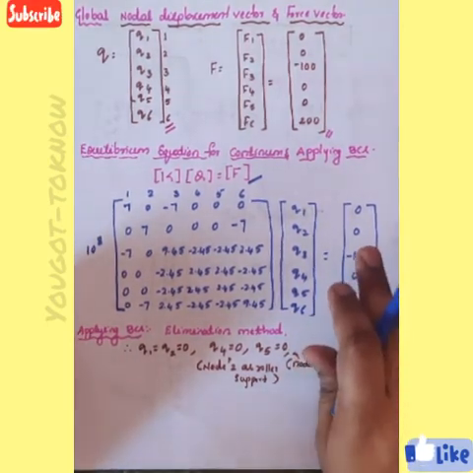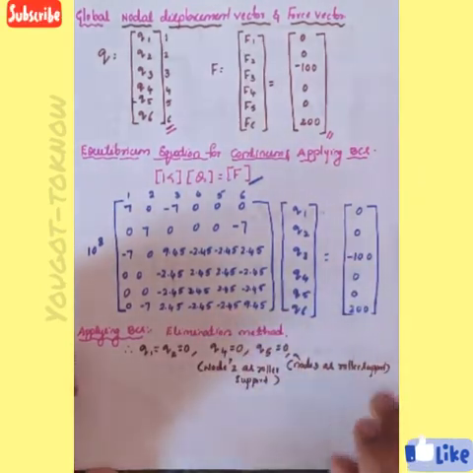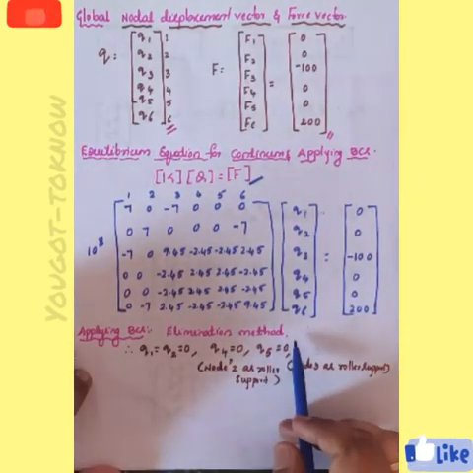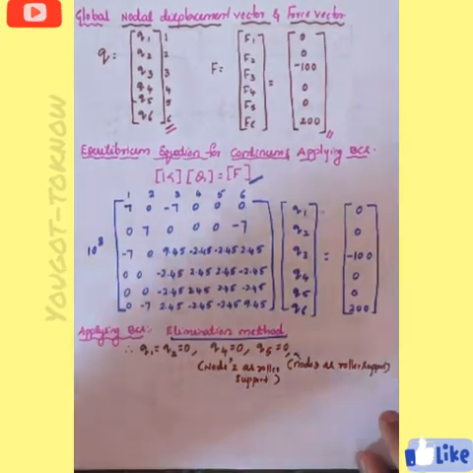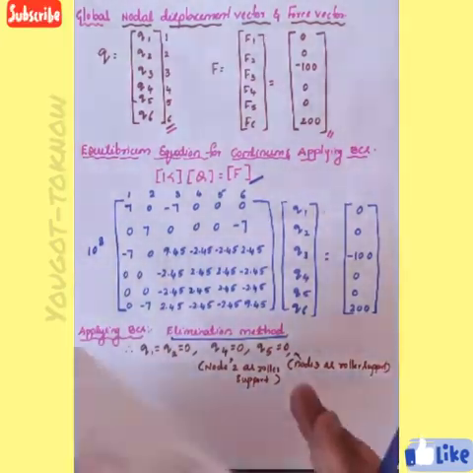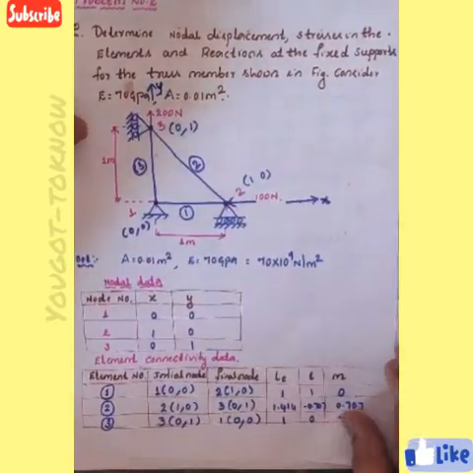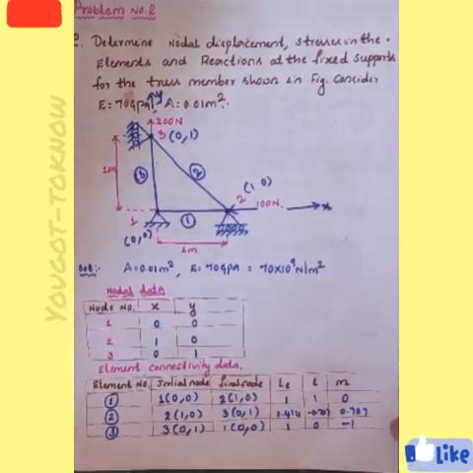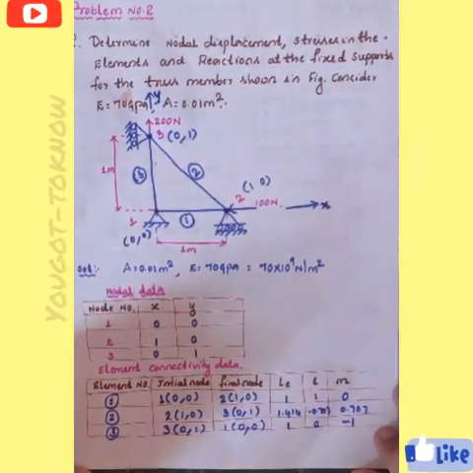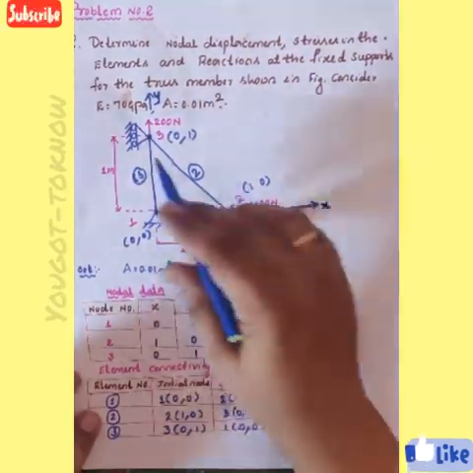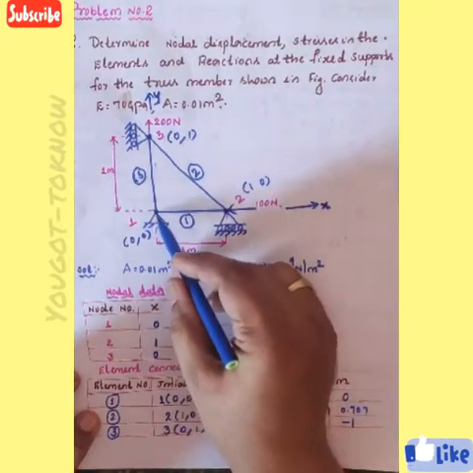After representing the equation, the next thing is to apply your boundary condition. I told you we are using the elimination method. What is the elimination method? See whatever nodes are fixed. How many nodes are there here? Node 1, node 2, node 3. If you observe, node 1 is completely fixed.